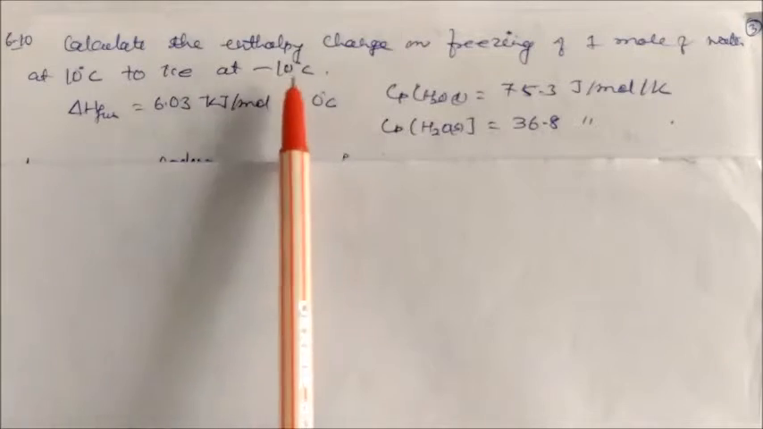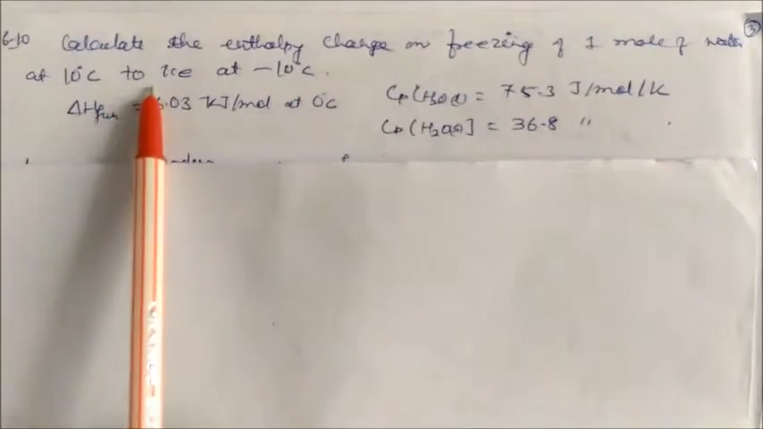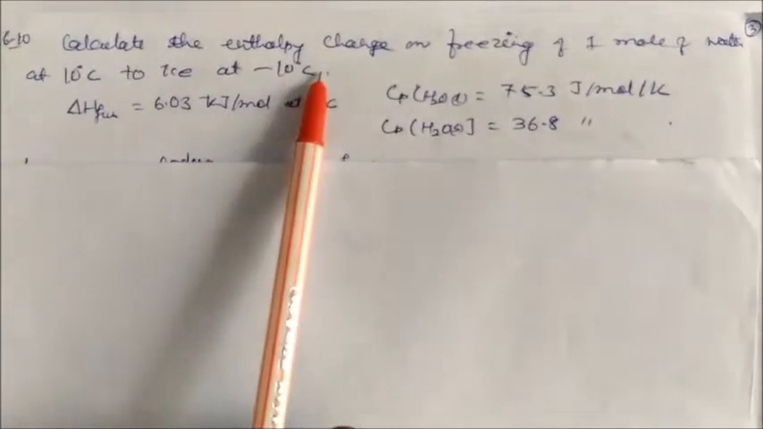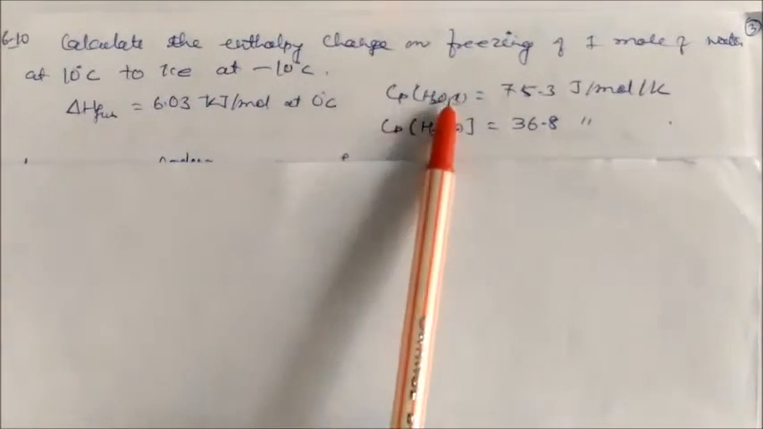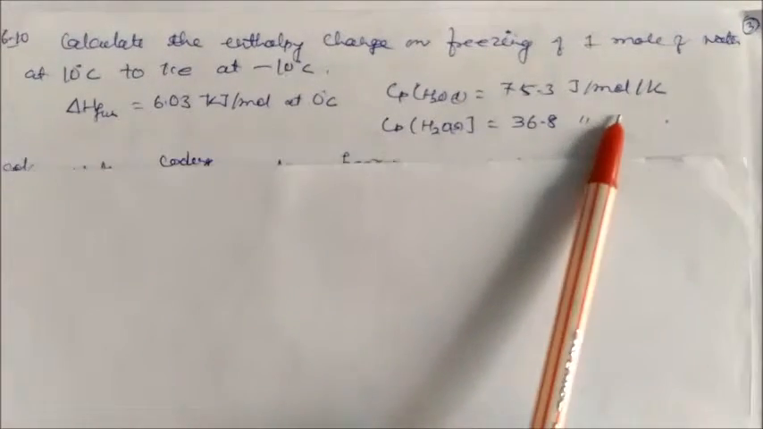Calculate the heat enthalpy change on freezing of 1 mole of water at 10 degree centigrade to ice at minus 10 degree centigrade. So heat of fusion is given, and Cp for liquid water and Cp for ice are given here.